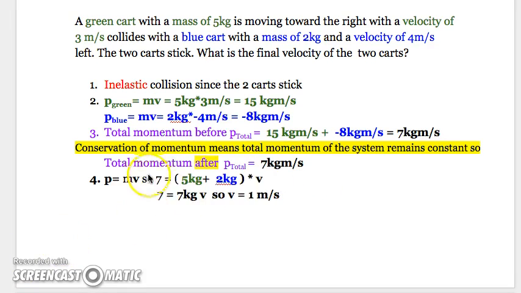So we have the 5 kilogram green cart and the 2 kilogram blue cart, and we know their momentum is 7 kilogram meters per second. So we know 7 equals the mass. Now the 2 carts are stuck together, so it's 5 plus 2 is 7. I pulled the unit out of there so you could see 7, the total momentum, equals the mass times velocity. We divide both sides by 7 and we get that the velocity is 1 meter per second for both of the 2 carts. 1 meaning it's moving towards the right.